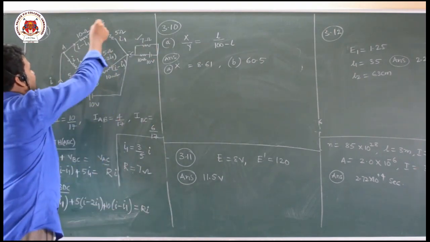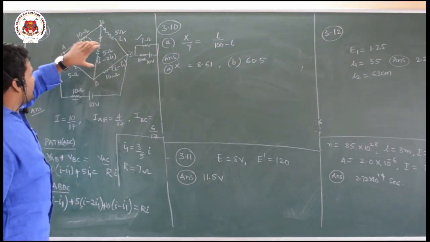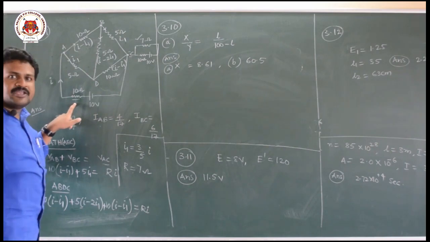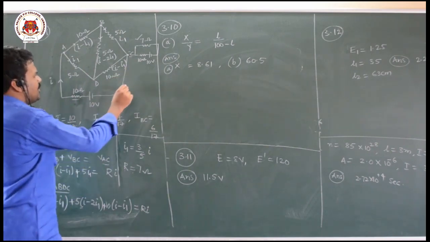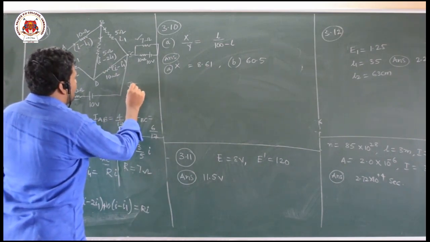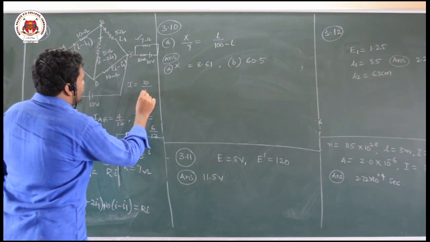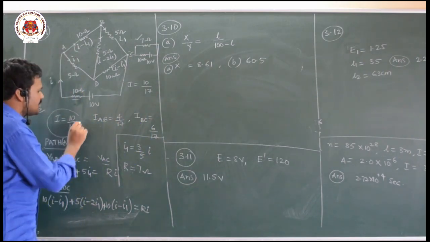So the effective resistance of this part I got as 7. 7 and 10 are in series, so you will get 17. To get the total current, you can write total voltage 10 volts divided by 17. So the total current you will get is 10 by 17. So this is the answer.